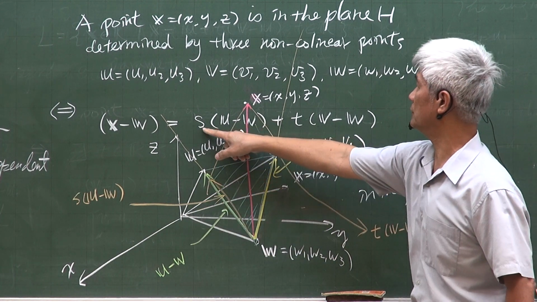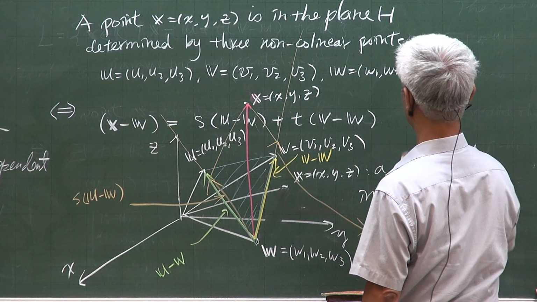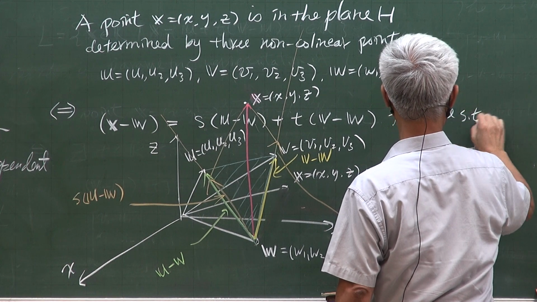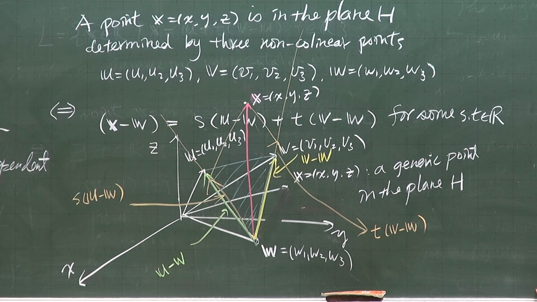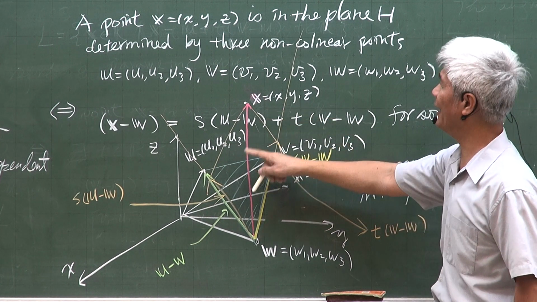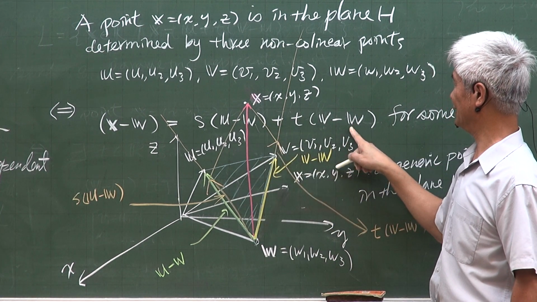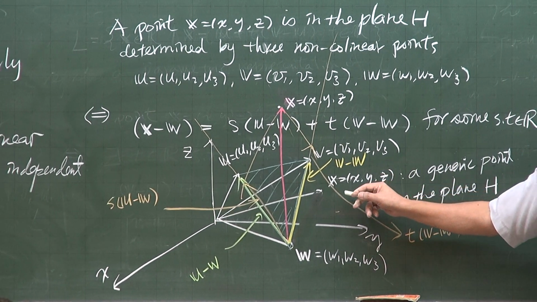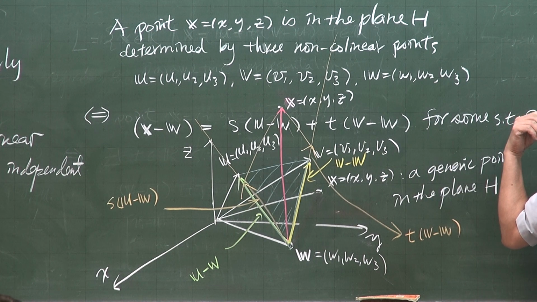So now I can write this way, for some S, T in R. I'm sorry, I overlaid the graph with my text. Is that okay for you? Do I need to redraw the graph in another place?